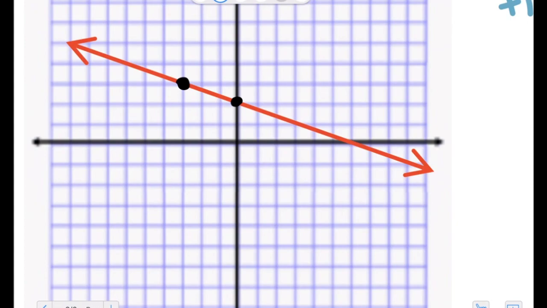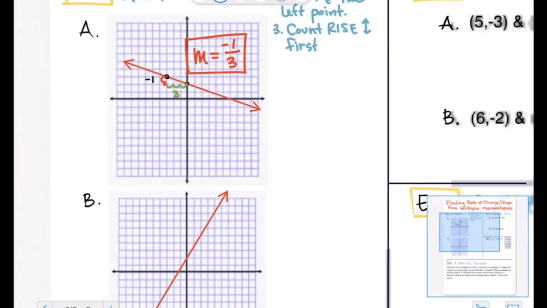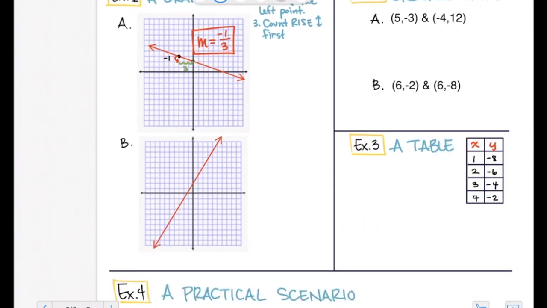Remember I said start with the leftmost point and count rise first. So what do we do? To get from this point to this point, moving only horizontally and vertically, we have to go down 1. Hopefully when you think down 1, it's easy to think of it as a negative 1. Now from there, we're going to go right, 1, 2, 3. And if you always put the sign with the rise, then your run will always be positive. So the slope of that first line, remember we use an M to represent slope, is our rise, which is negative 1, over our run, which is 3, so our slope is negative 1/3. And that just tells us generally how steep or shallow the line is.